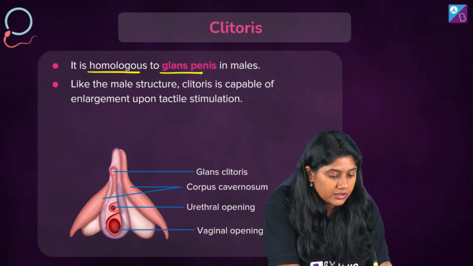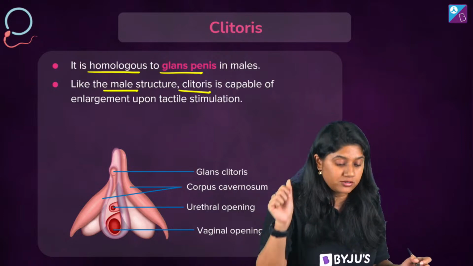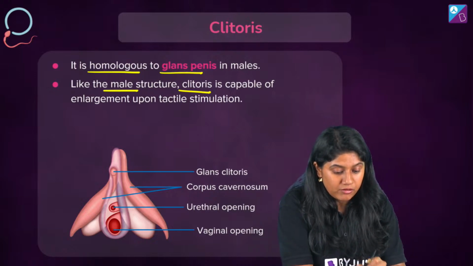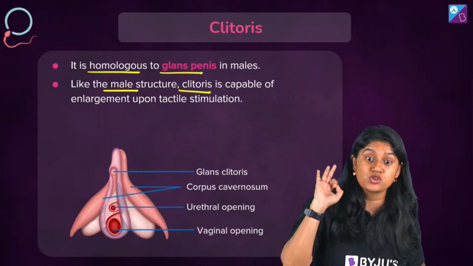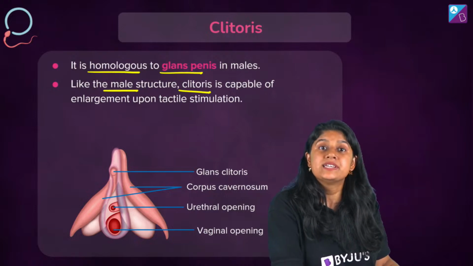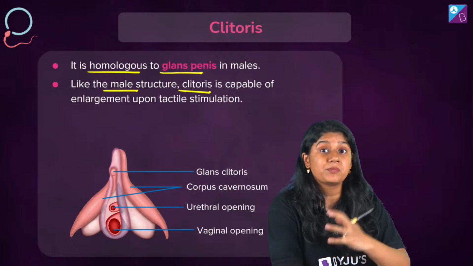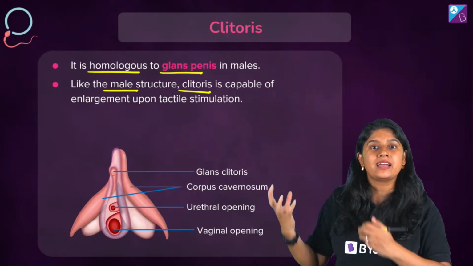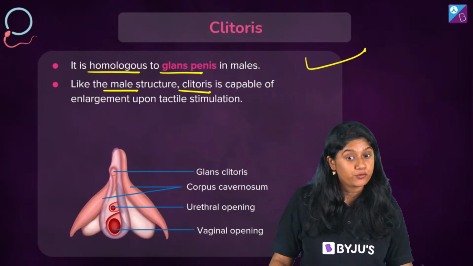Of course, the male structure and the clitoris are capable of enlargement because of the presence of the tissues that are there. So, when they are stimulated, they will become erect. This is very important information for all of us to remember. Everyone, are we clear? Yes. Upon stimulation, the penis and the clitoris will become erect. So, basically, they have tissues that have an erectile nature. I hope that this is clear to each one of you.